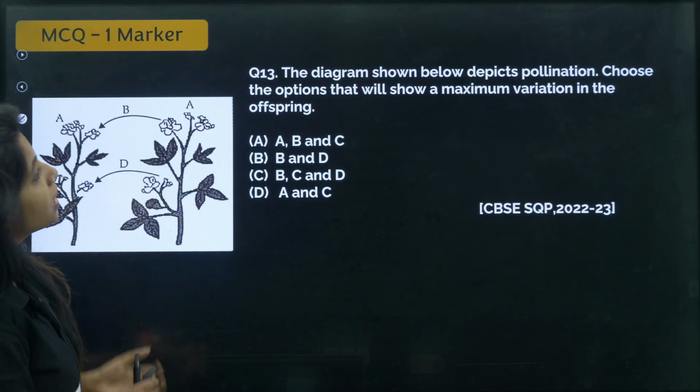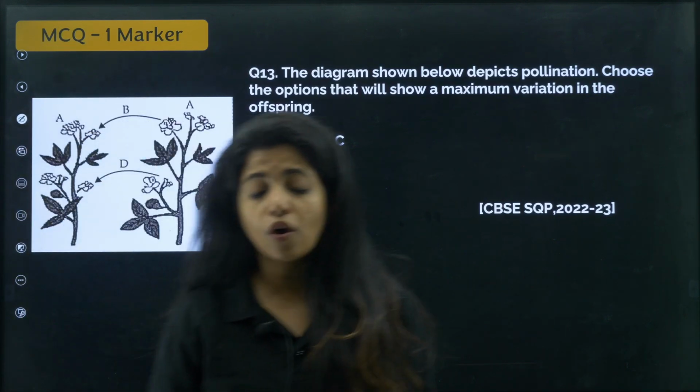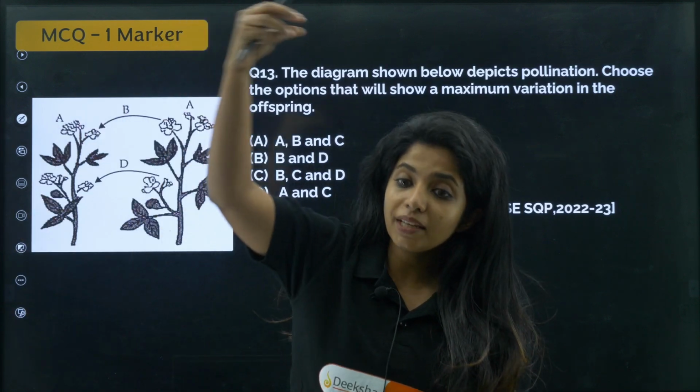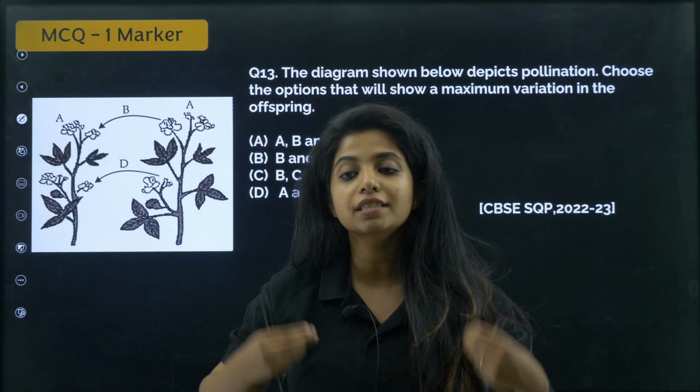The first question says, the diagram shown below depicts pollination. What do you mean by pollination? Pollination means transfer of pollen grains from the anther where it is being produced to the stigma of a flower. This is known as pollination.